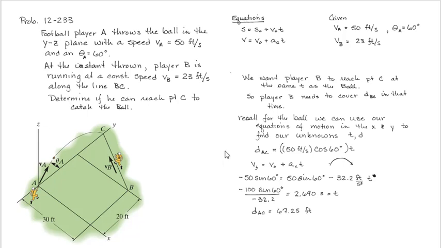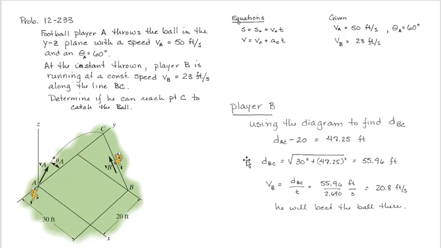Remember, we can do two equations, two unknowns. So I'm going to use the distance equation, and I'm going to use this velocity equation. I'm going to solve for time, and I'm going to be able to calculate the distance. So we can calculate that distance. Now we got to evaluate the motion of player B to see if he's going to make it there in time. So in this case, we're going to use the diagram here to help us determine the distance that he has to travel. And we're going to look at it in terms of his velocity.